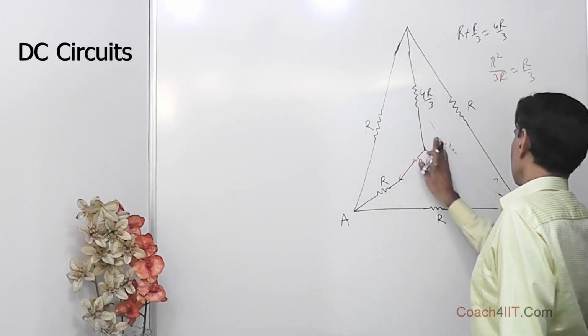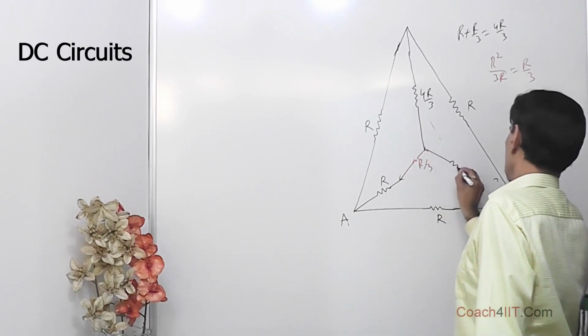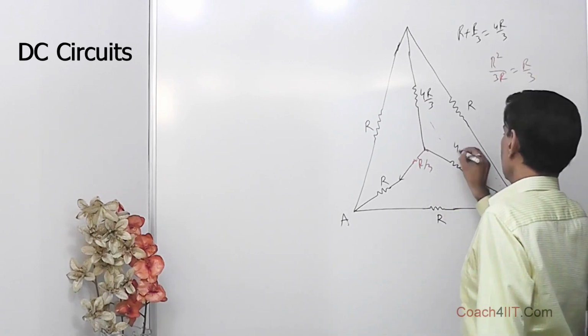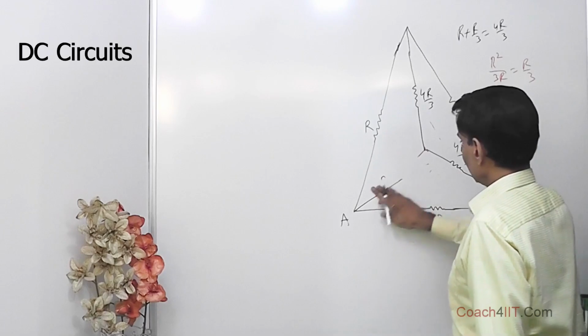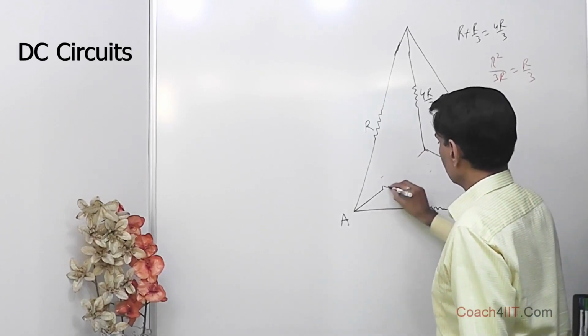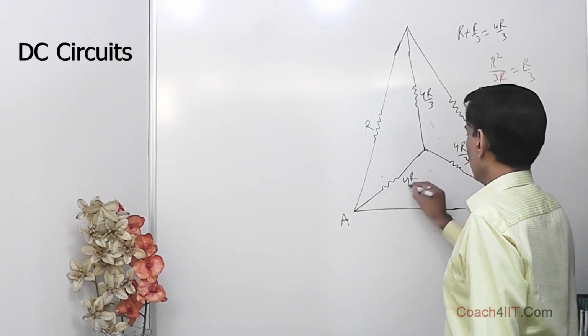Similarly, this and this also make 4R by 3, and this pair also makes 4R by 3.